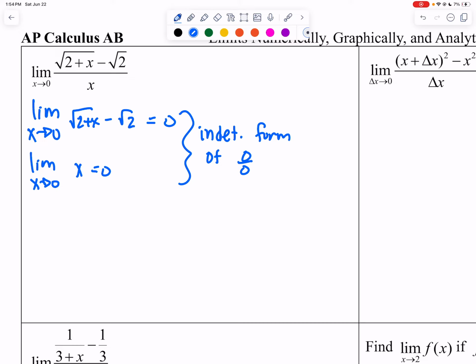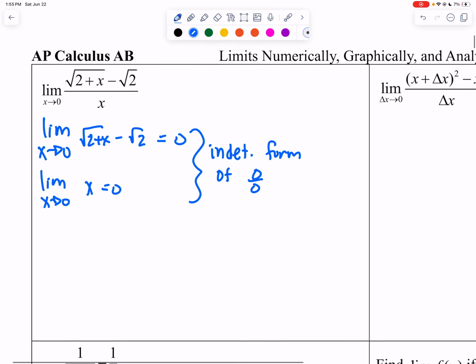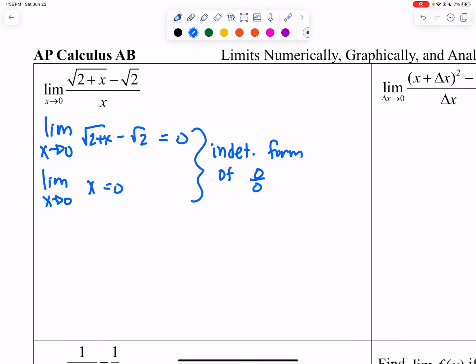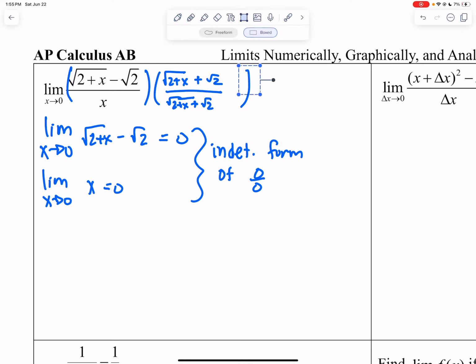Now, recall back in Math 3 and maybe in pre-calc where we have to rationalize radicals. We're not really rationalizing, but we're doing something very similar. Well, it's not really rationalizing, but it's multiplying by the conjugate. So here I'm going to multiply by the conjugate: the square root of 2 plus x plus square root of 2, over the square root of 2 plus x plus root 2. Now, the reason why I'm multiplying by the conjugate is because I want to get rid of the radical. And the reason why is because I don't want 0 over 0.